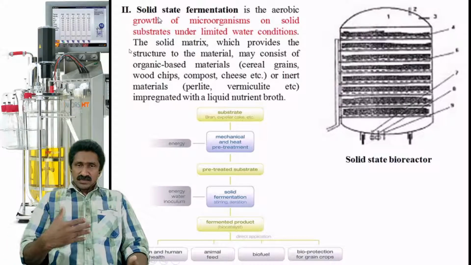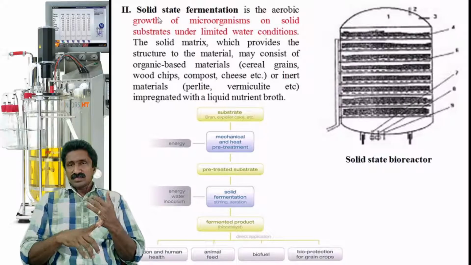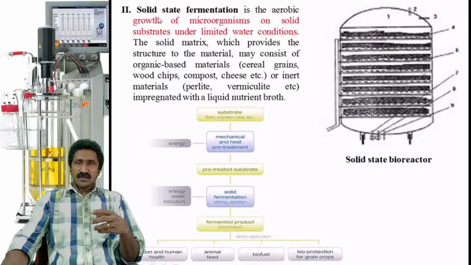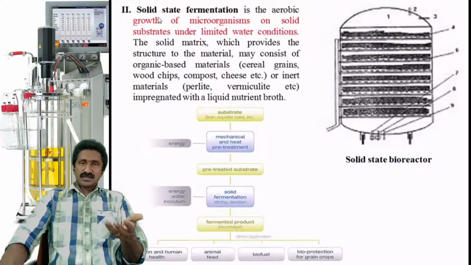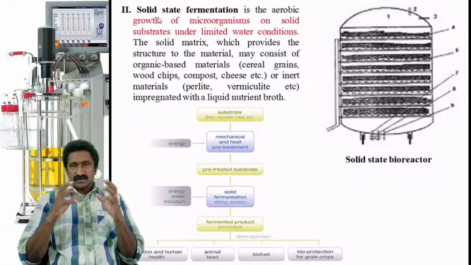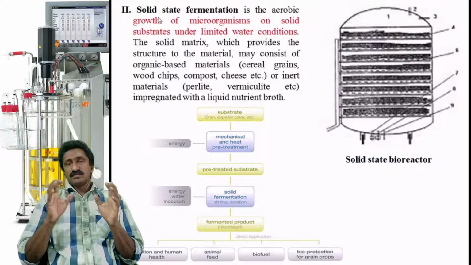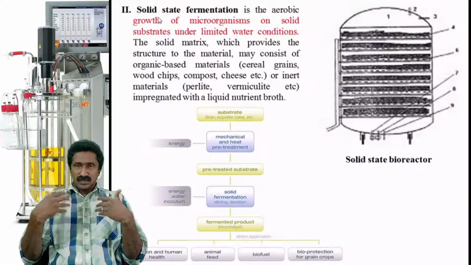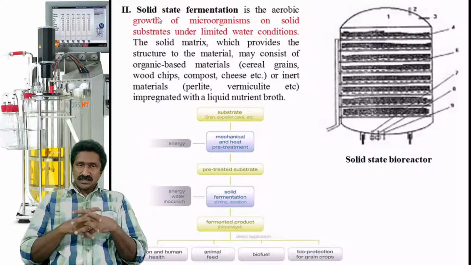The solid matrix which provides the structure to this material may consist of organic based materials like cereal grains, wood chips or compost, cheese, etc. Such supporting materials are used for supporting the growth of the organisms. Or inert materials like perlite or vermiculite, etc. can be alternatively used. And they are impregnated with, or actually supplied with, the liquid nutrient broth, so that the microbial growth can be enhanced. So it will be supplied with the liquid nutrient broth in limited quantities.